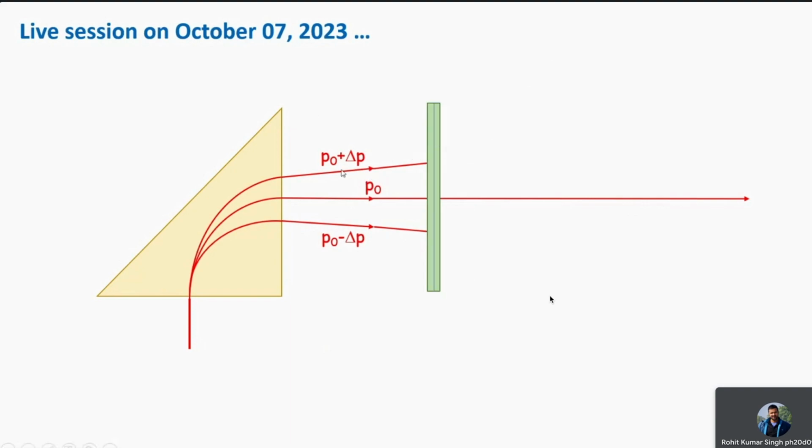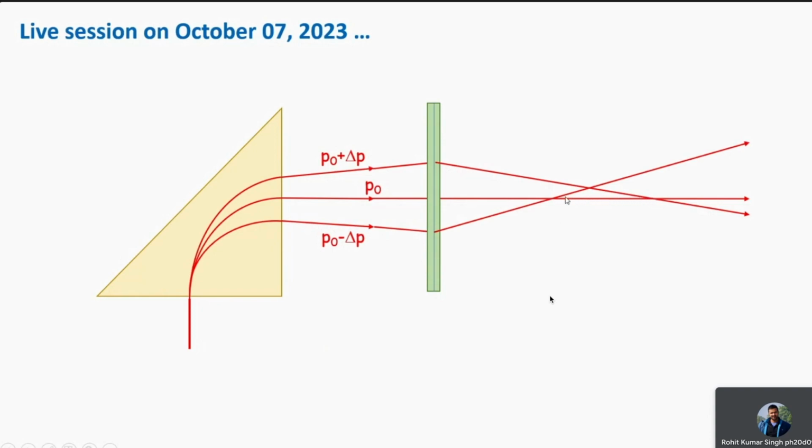This quadrupole magnet will send this p0 plus delta p towards the central axis like this. It will also send this p minus delta p trajectory towards the central axis. However, because this has lower momentum, the quadrupole exerts more force, meaning it has shorter focal length. So it crosses the design trajectory from here, while the higher momentum particle crosses the design trajectory from here.